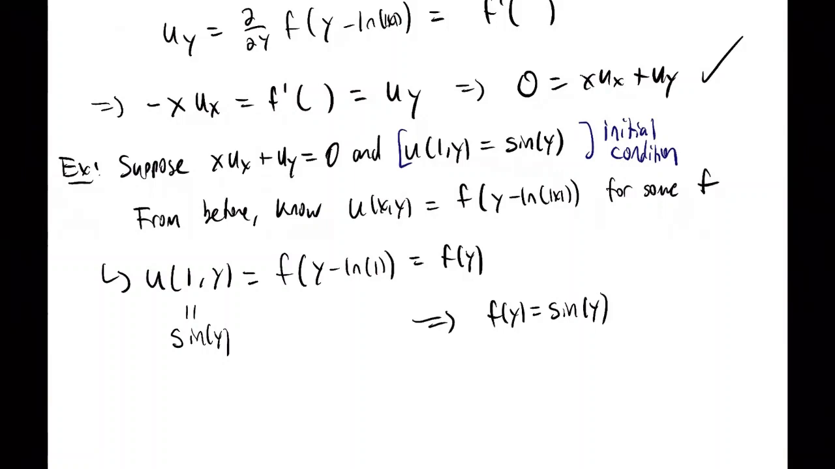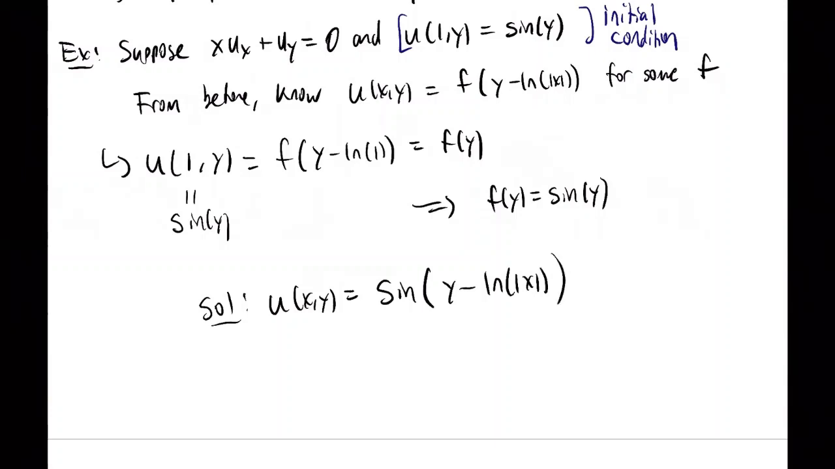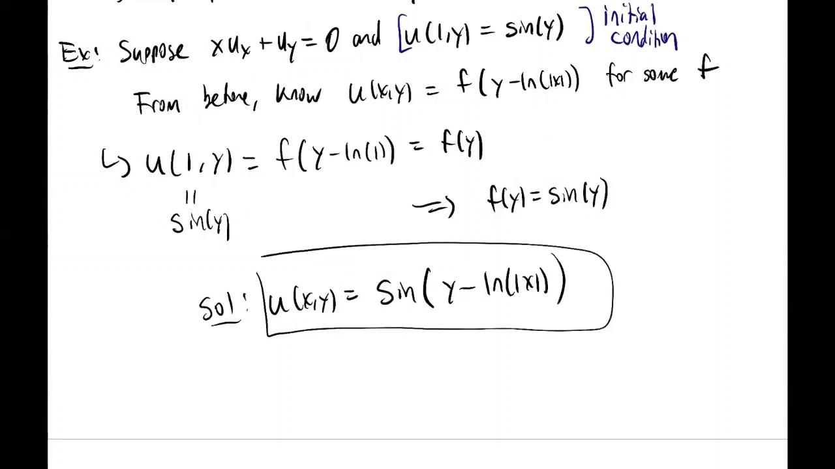And so now finally I can plug in this function I found, and so now I have my solution. So the solution is u of x, y is equal to the sine of y minus natural log of the absolute value of x. And once again, this is a solution that you definitely would not have been able to just guess, unless you got lucky. We had to do this analysis of these curves, finding these curves.